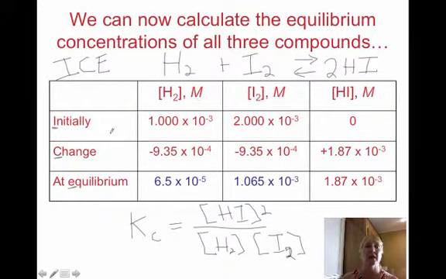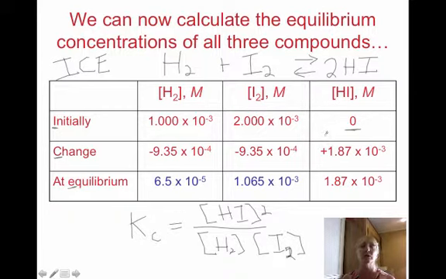You have to pretend on the initial line that the hydrogen and the iodine haven't touched each other yet. So if they haven't bumped into each other, we got no hydrogen iodide initially. Now as these two bump into each other in this gaseous container, they're going to get consumed. That's why there's a negative sign, because they combine together to make the hydrogen iodide.